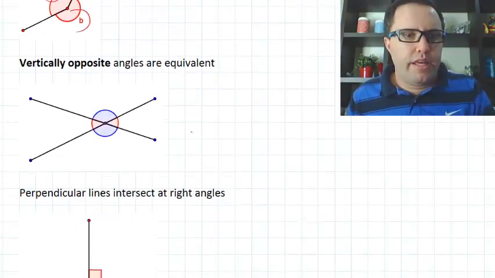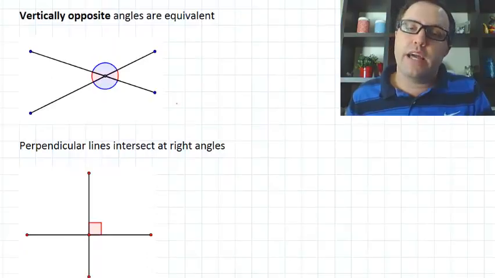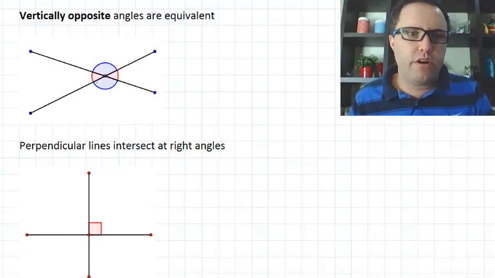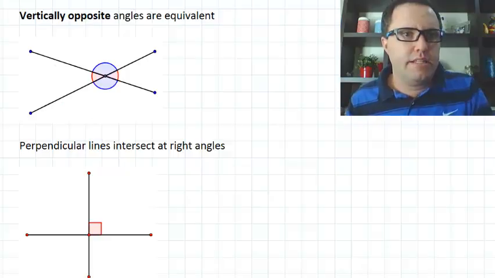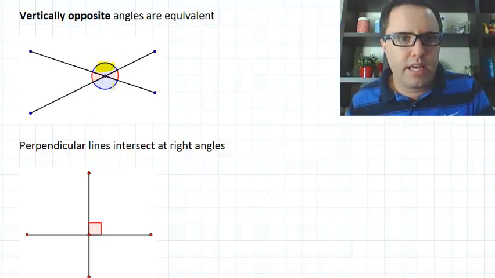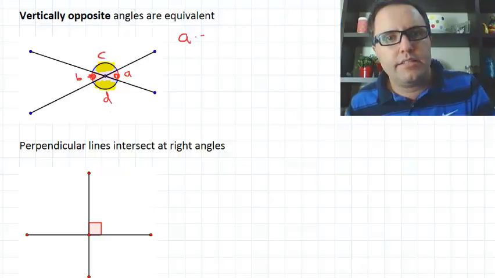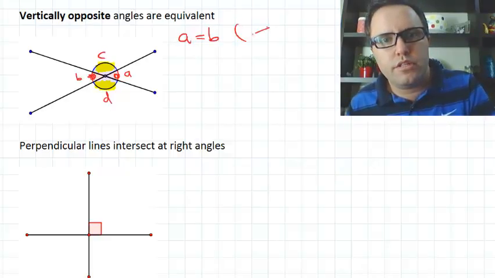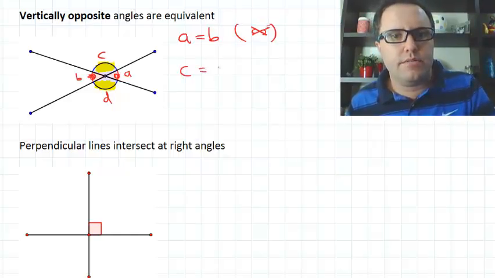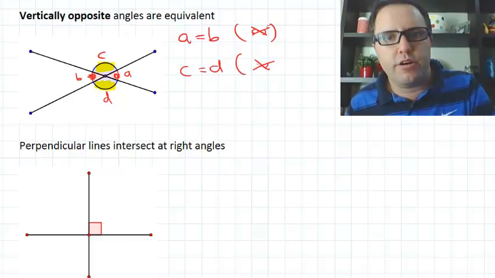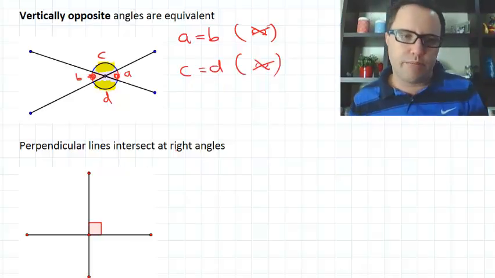Another one here is that vertically opposite angles are equivalent to each other. So if you've got two lines intersecting like this, it means that this angle here is the same as this angle here, and this one here is the same as this one here. Let's give them some names, A and B, C and D. We write A is equal to B because of our vertically opposite angles rule, and C is equal to D because of our vertically opposite angles rule. So that's how we use that one.